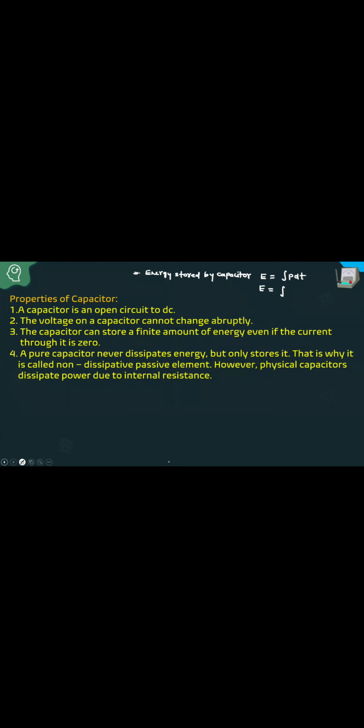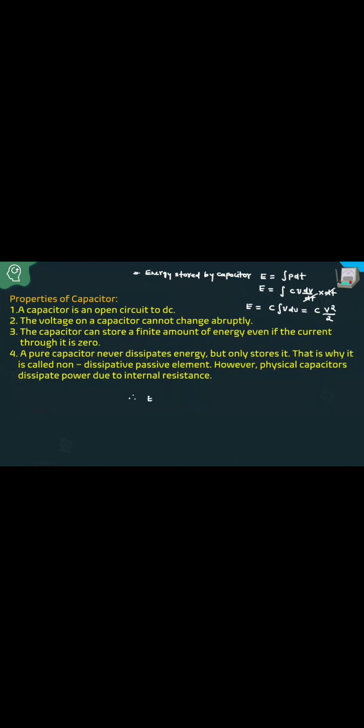What is the power calculation you did? CV into dV by dt, into dt. This dt cancels. Then what is the energy stored by the capacitor? C is constant, that is, the capacitance is constant. C into integral V dV. What is the integration of voltage with respect to dV? V square by 2. So C into V square by 2.